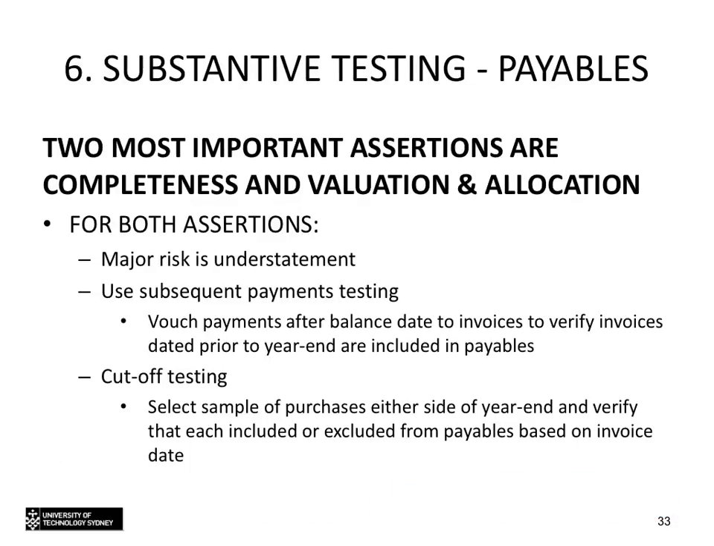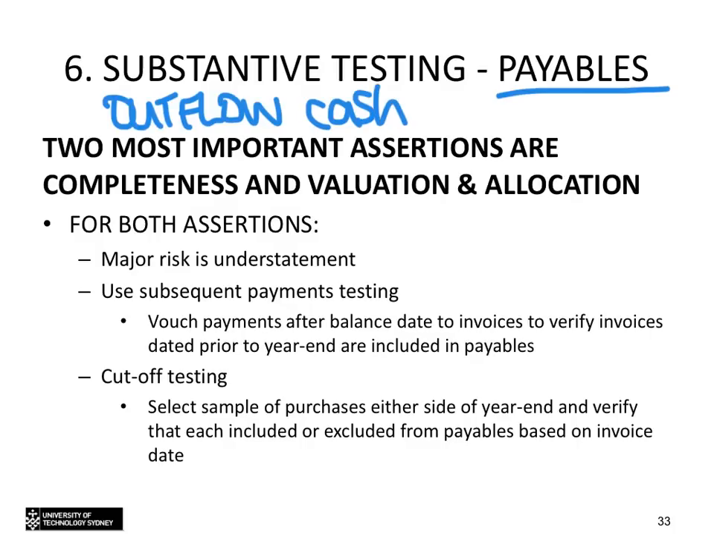All right, now we're going to move on to payables. So this is the outflow of cash. All right, paying for our stuff. And here, the most important assertion is understatement. Right? People never want to show too many liabilities. And here you'll see something called the subsequent payment test. It's the exact opposite of the subsequent cash receipts.